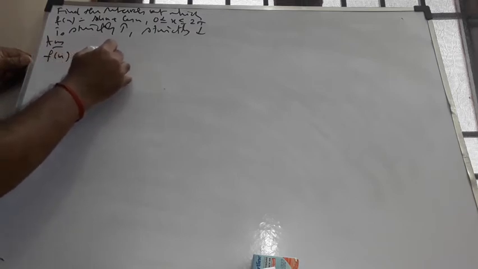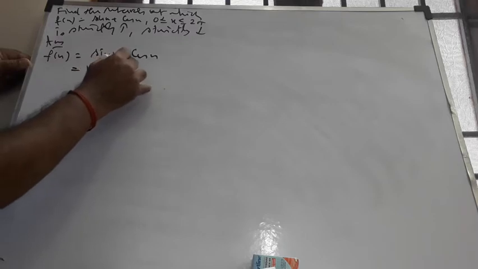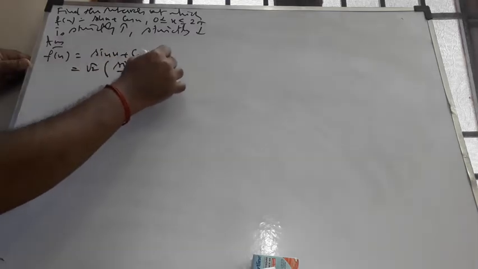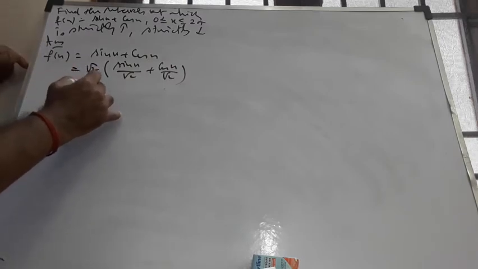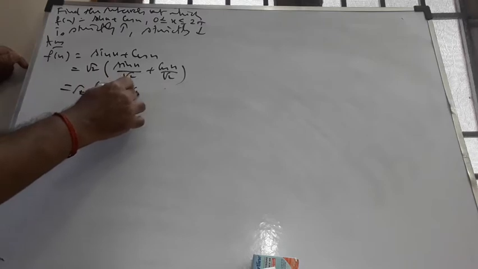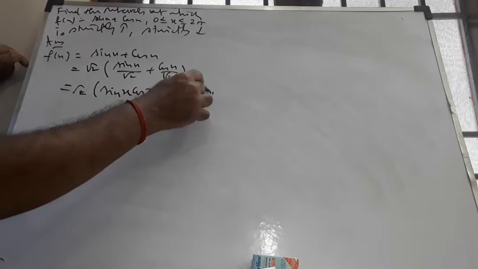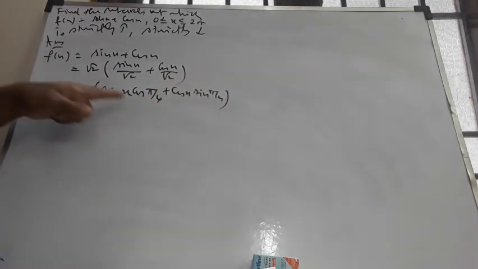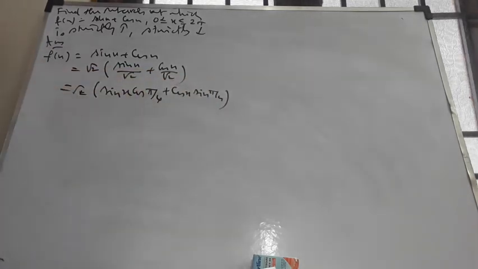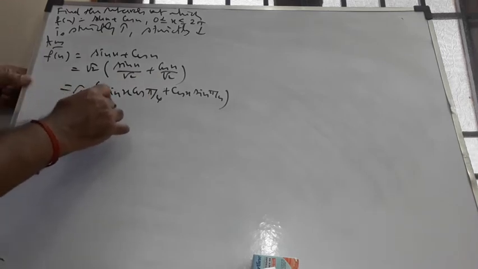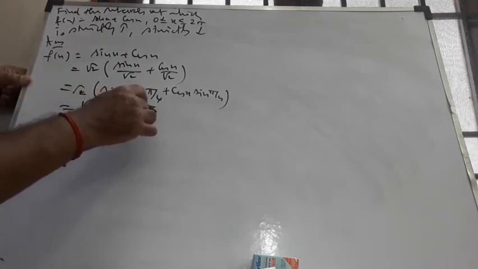Just listen carefully. What I will do here is, f of x here is sin x plus cos x. Just for convenience sake, I'll multiply and divide by root 2. Therefore, I'll be able to write this as root 2 into sin x cos pi by 4 plus cos x sin pi by 4. This is how I should write, because sin pi by 4 is 1 by root 2 and cos pi by 4 is also 1 by root 2. Therefore, this is reduced to root 2 into sin of x plus pi by 4.